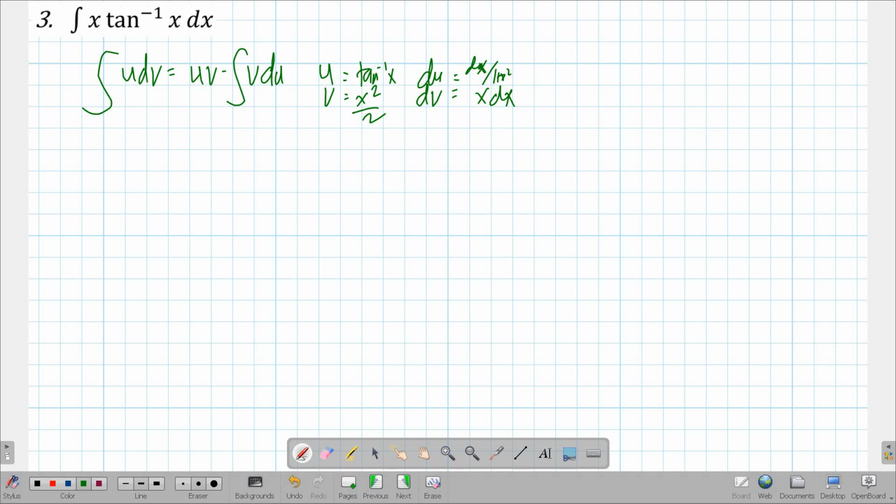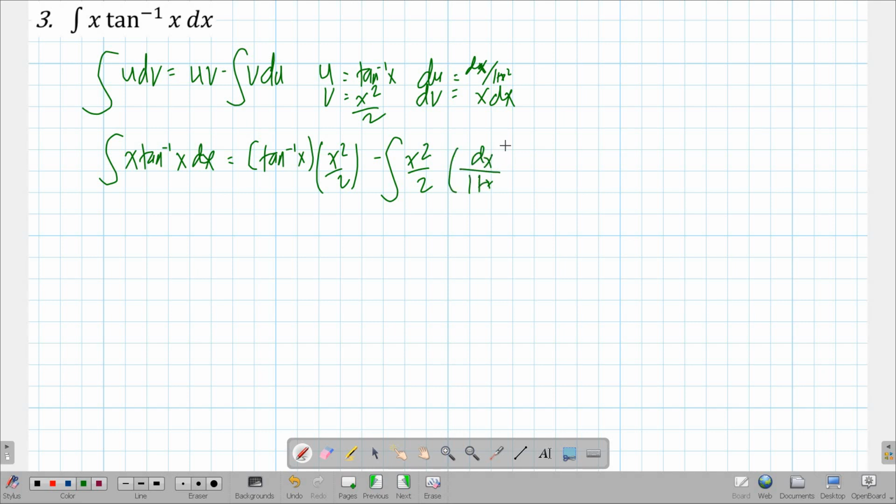So therefore, we have the integral of x inverse tangent of x dx is equal to the inverse tangent of x times x squared over 2 minus the integral of x squared over 2 times dx over 1 plus x squared.